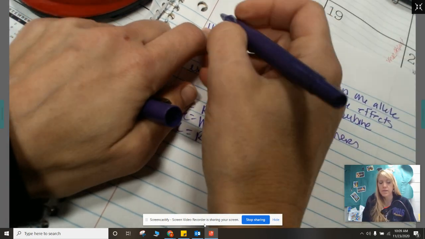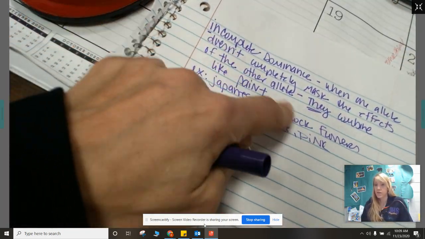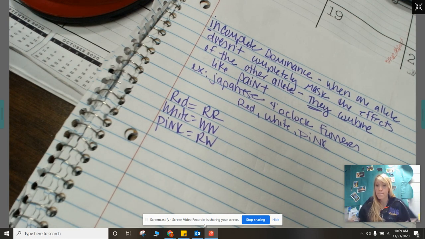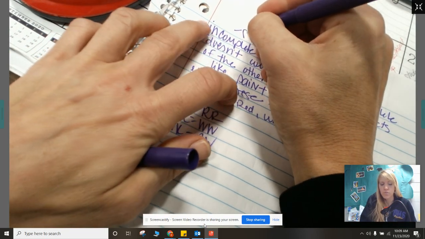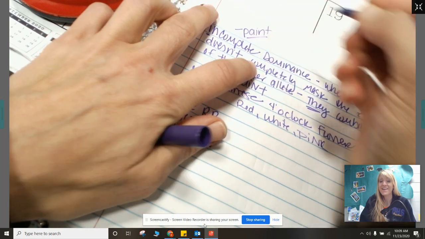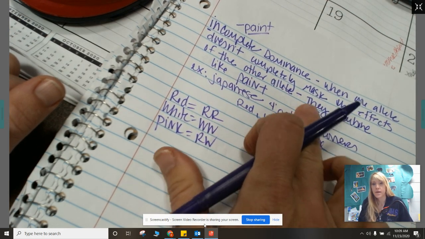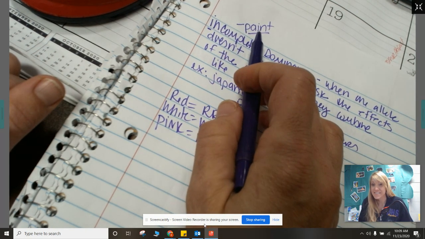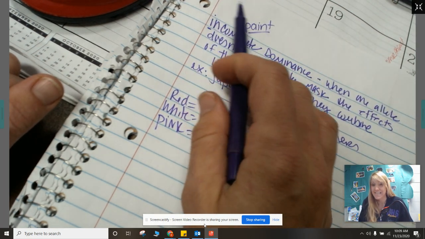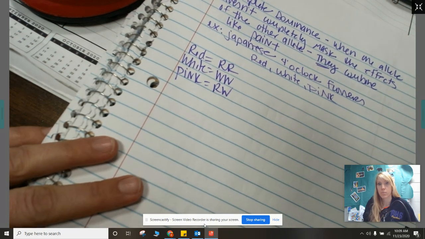So incomplete dominance has an I in it, right? Incomplete, neither is completely dominant over the other, so they mix like paint. Look what also has an I in it. Paint. So incomplete dominance, one doesn't completely mask the other. They combine. So paint has an I in it. Incomplete dominance is an I. They both mix. That's how I remember it.